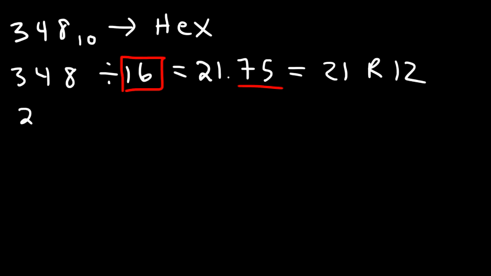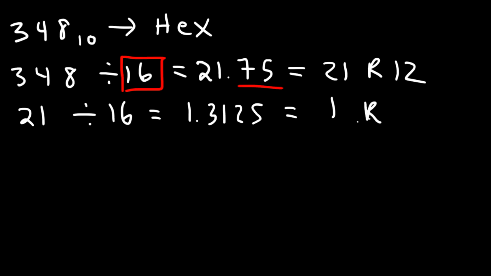Now let's take 21 and divide that by 16. So 21 divided by 16 is 1.3125. And so we have 1 remainder. Now let's multiply 16 by 0.3125. And that's going to give us 5. So it's 1 remainder 5.